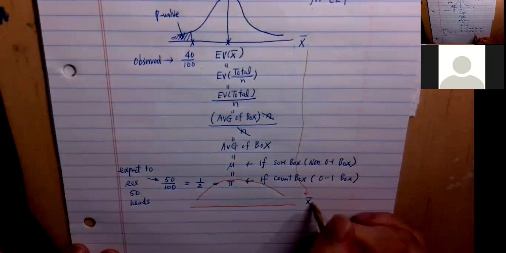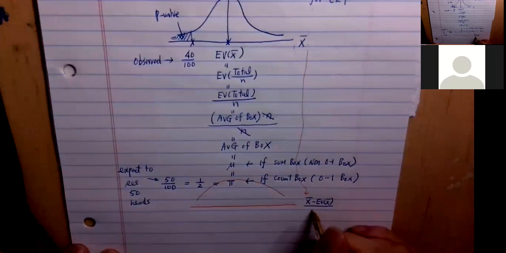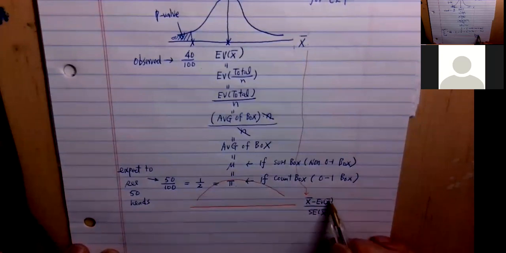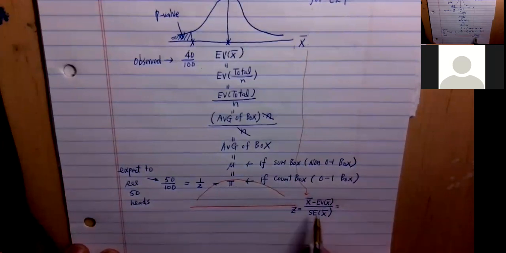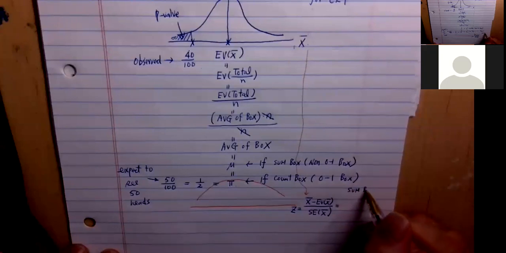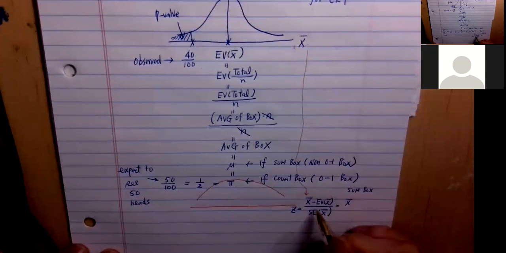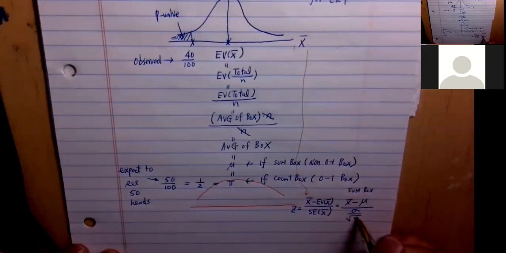X bar, subtract its mean, EV X bar, divided by its standard deviation, SE X bar. Any variable, subtract by its average, divided by standard deviation, we get what? Z score, okay? Now, if this is a sum box or non-zero one box, EV X bar is just what? Mu, the average of the box, okay? And SE X bar is what? Sigma over square root n.